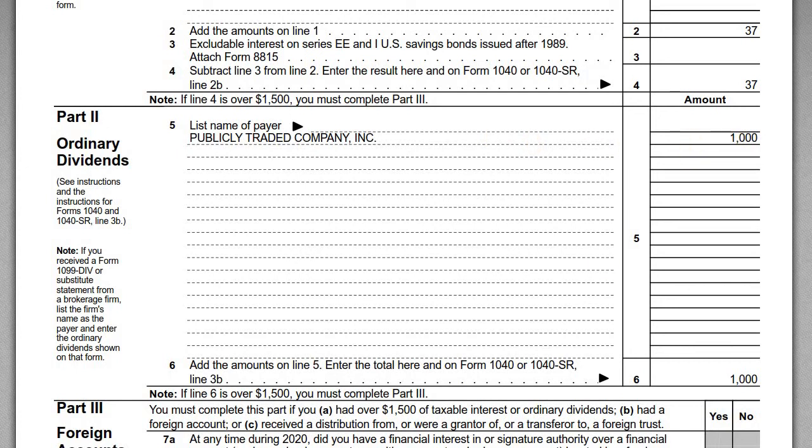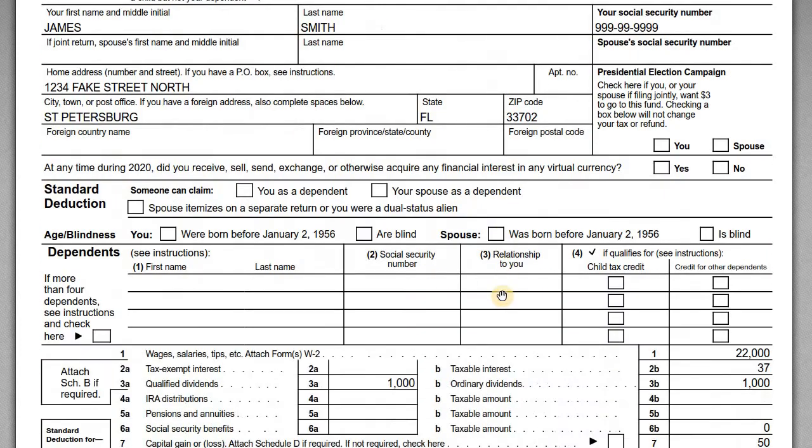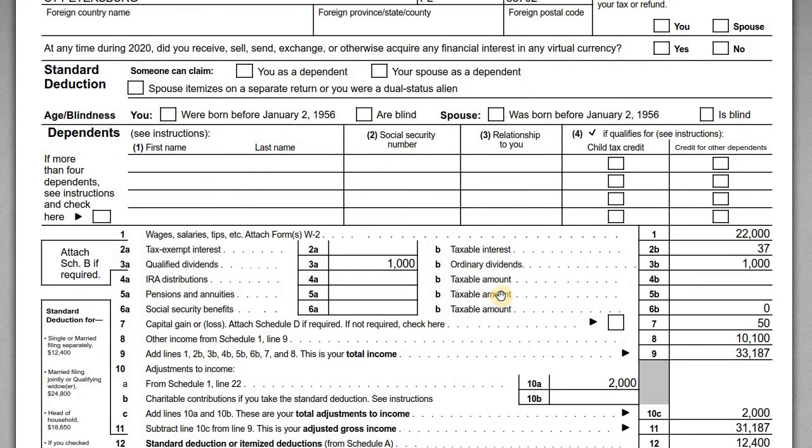Now the qualified portion isn't reported here on Schedule B. It's reported on page 1 of your 1040, right next to the ordinary dividend line item. So we have ordinary dividends here on line 3B, and then the portion of that $1,000 that's qualified is noted here. So remember, he received $1,000 of dividends, $1,000 of that is qualified. So he didn't receive any non-qualified dividend distributions.